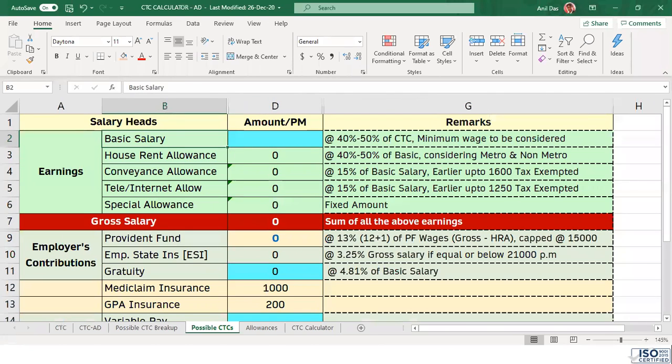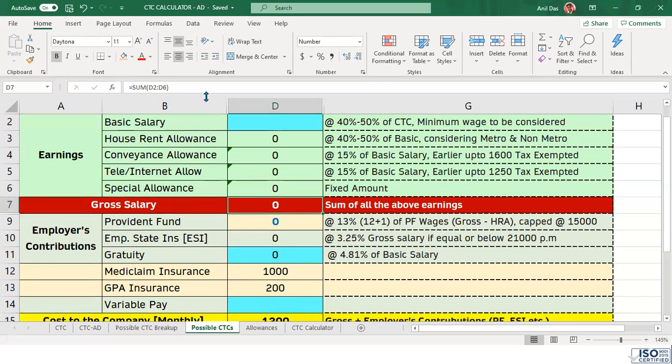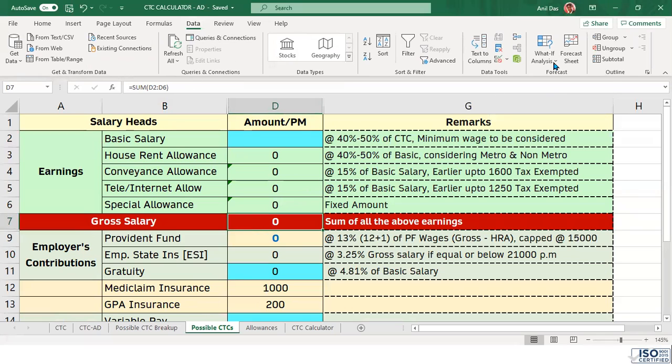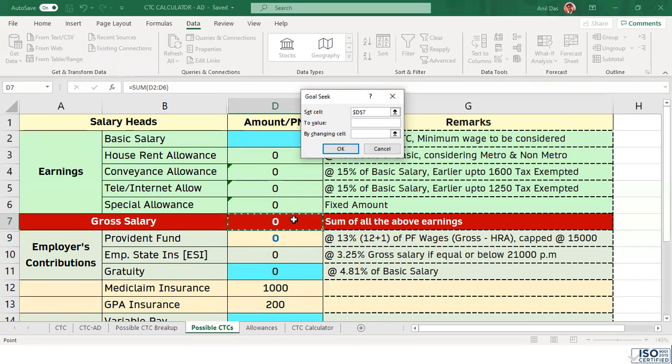We have kept basic salary, house rent allowance, conveyance allowance, telephone allowance, and special allowance, right? And you want to make a CTC breakup of 50,000 as gross salary, right? The way we design salary is something different. We go into Data, select What-If Analysis, go into Goal Seek, select the cell where we need the value, and put the value which we are looking for. Arun has said 50,000 ka breakup, so I have mentioned 50,000.